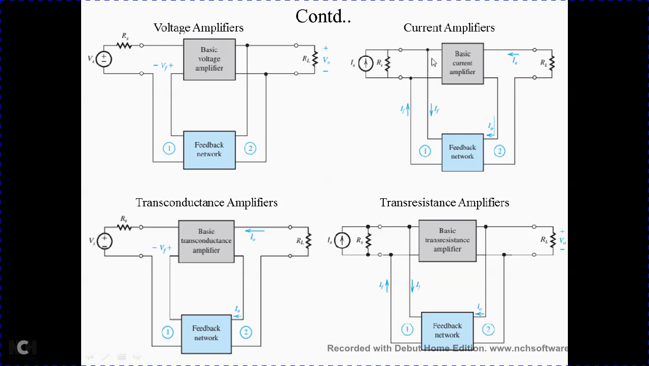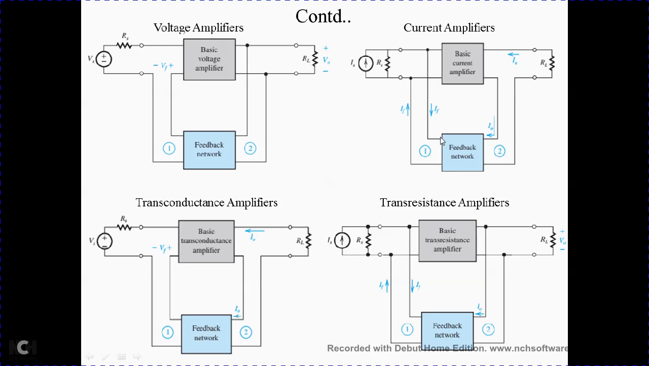Right? So you can do some comparison over here, a block diagram comparison, and see what observations you can make from this. You can see the voltage amplifier and transresistance amplifier output circuit is the same. Output circuit is the same. Right? And if you see the current amplifier and transconductance amplifier, the output is the same. Right? You can see the output circuit remains the same.